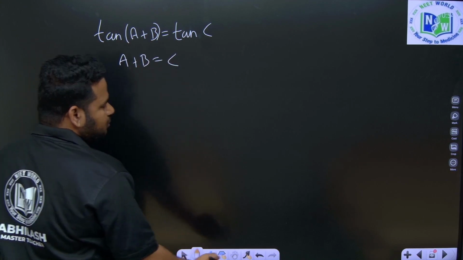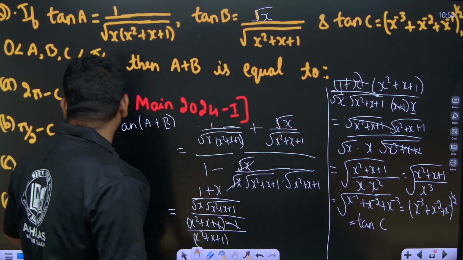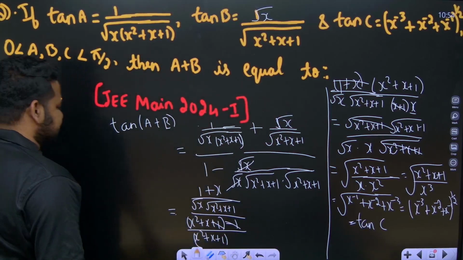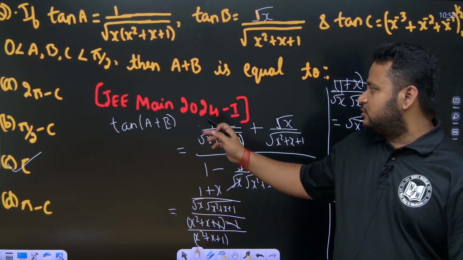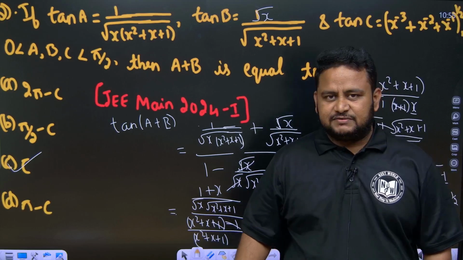So what is the answer we got? That is c. Okay, the answer is equal to c. That is option C. The answer is also C. So a plus b is equal to c. Is it clear, friends? Very simple question.